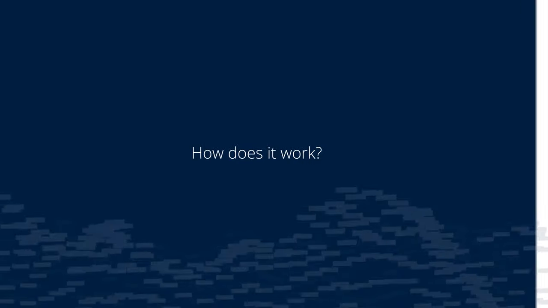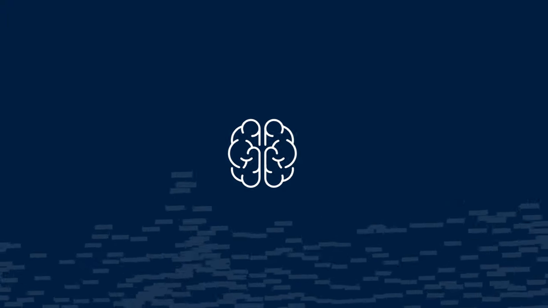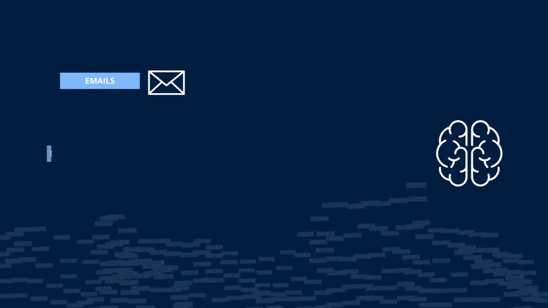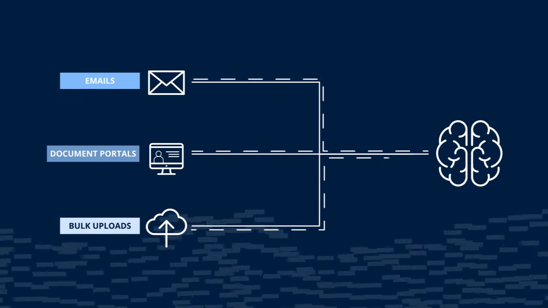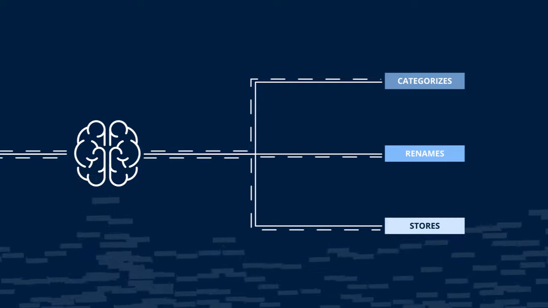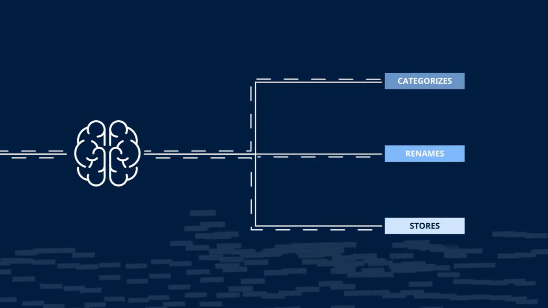Our highly intelligent and easy-to-navigate technology ingests documents from direct email, document portals, and bulk uploads. Then, Canoe systematically categorizes, renames, and stores the documents in a standard format for future use.